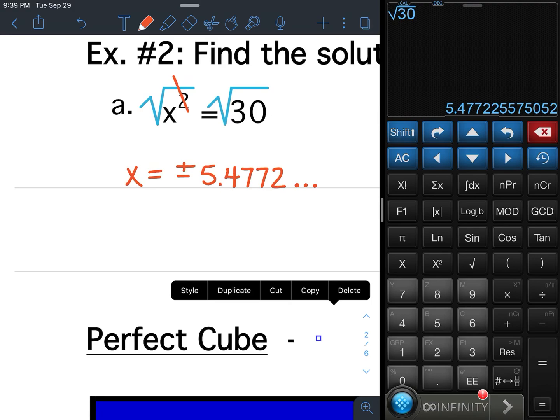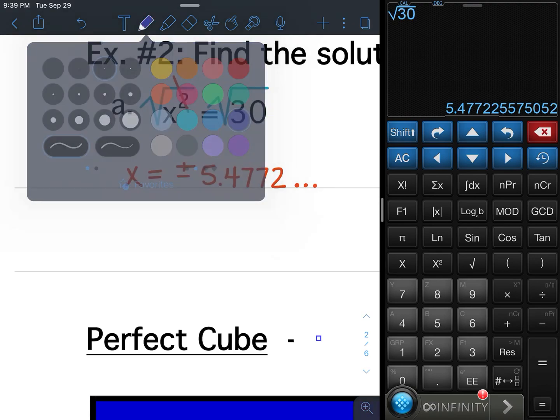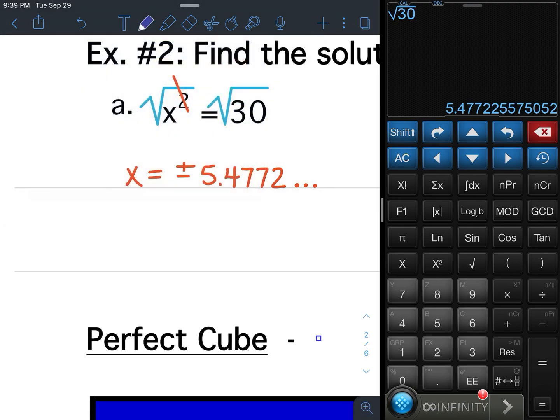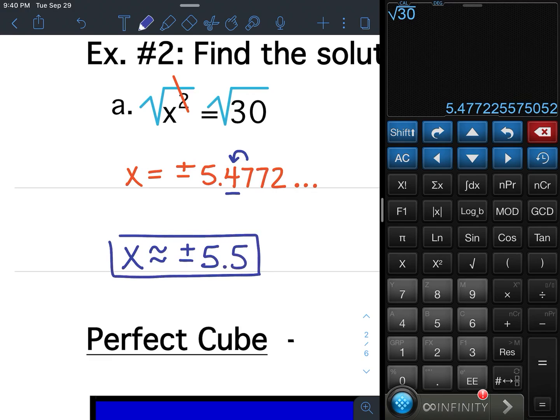All right, now the directions ask us to round this to the nearest tenth. So that would be this decimal place. The 7 would push the 4. Now because we're rounding, we need to use the approximate sign. So x is approximately positive and negative 5.5.